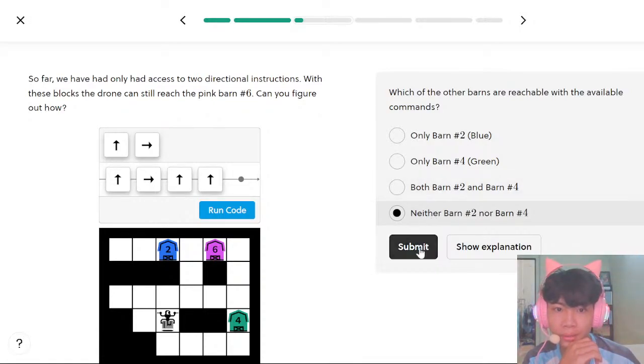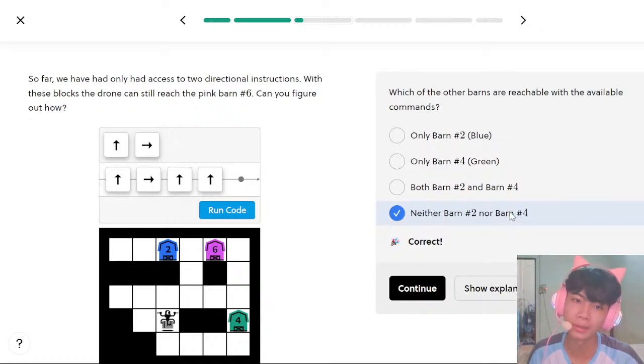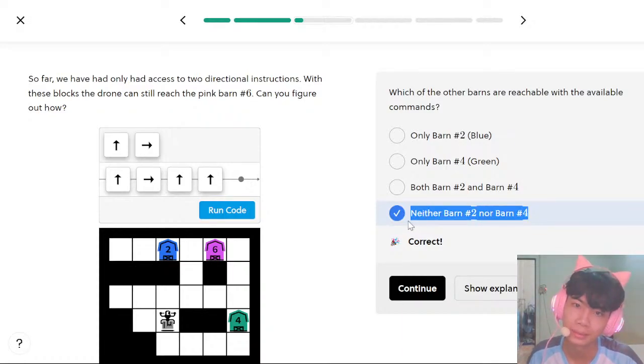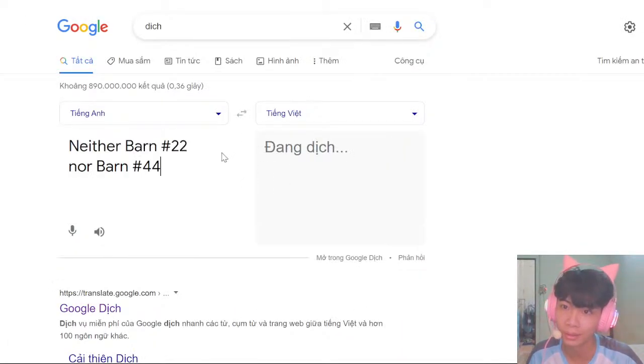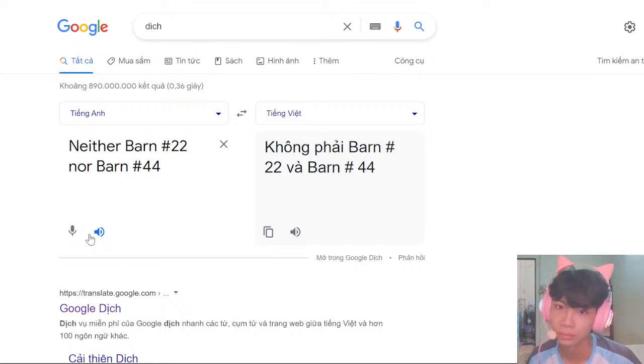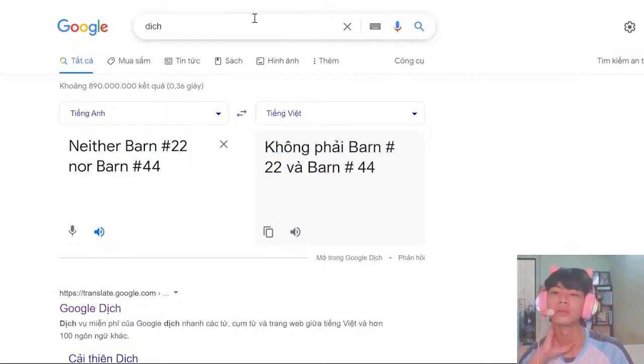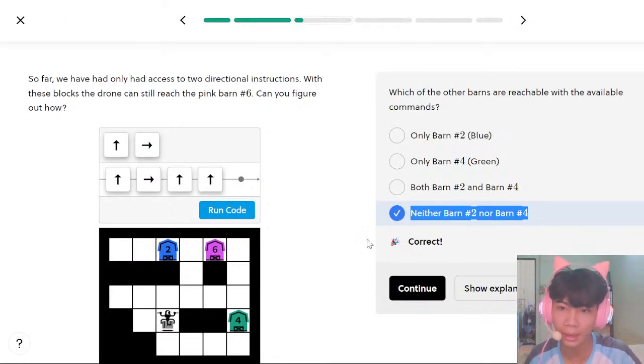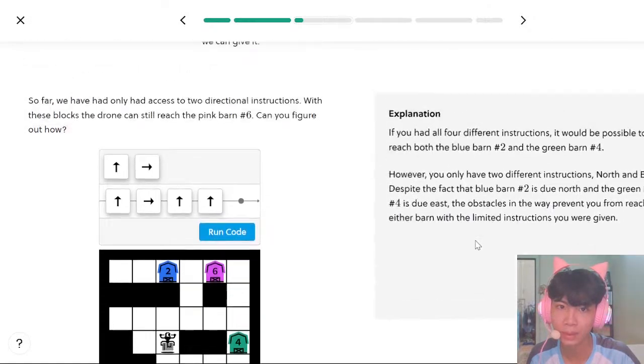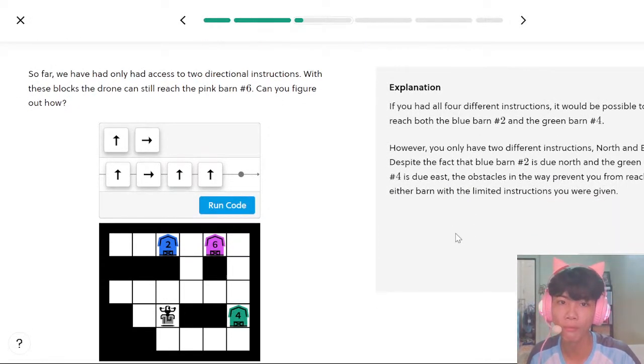Which of these is true? Neither barn number 2 nor barn number 4. It's easy. So, explain. If you had all four different instructions, it would be possible to reach both the blue barn, which has symbol 2, and the green barn, which has symbol 4.